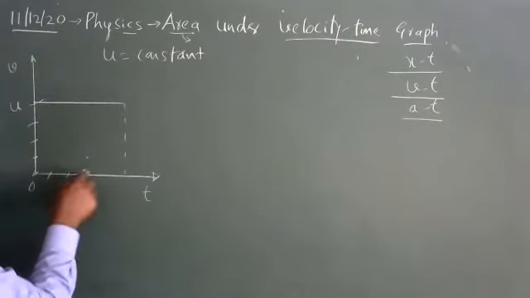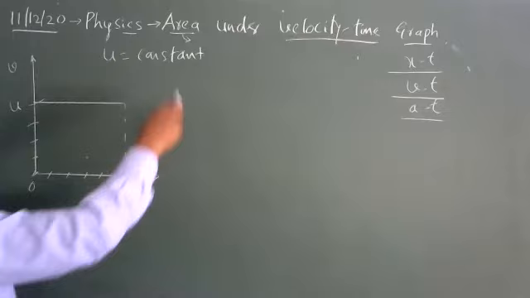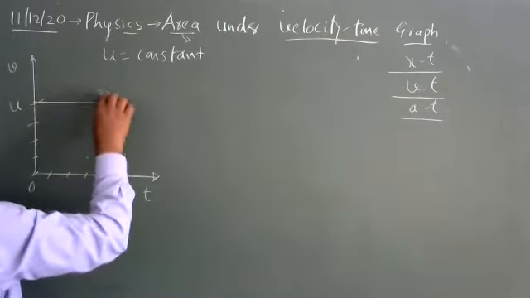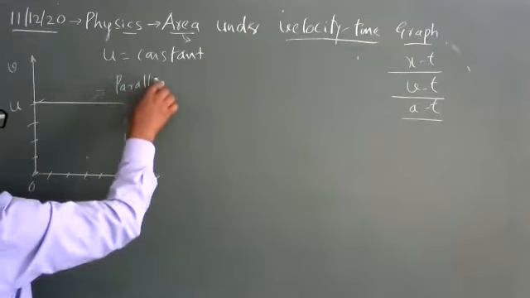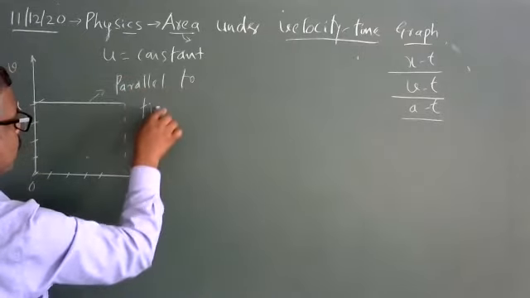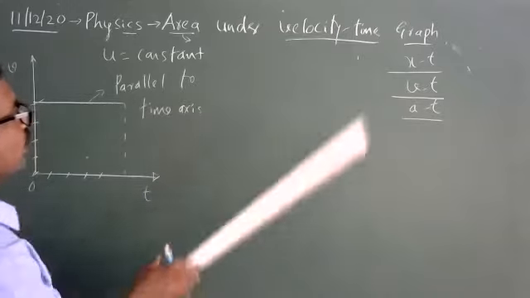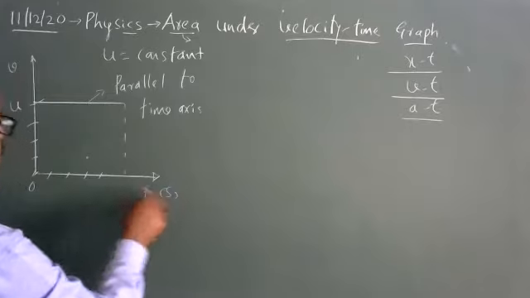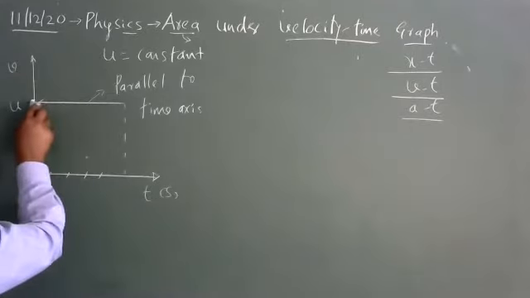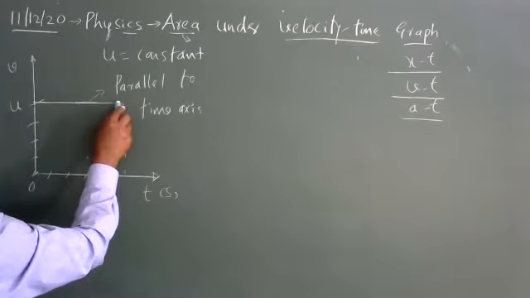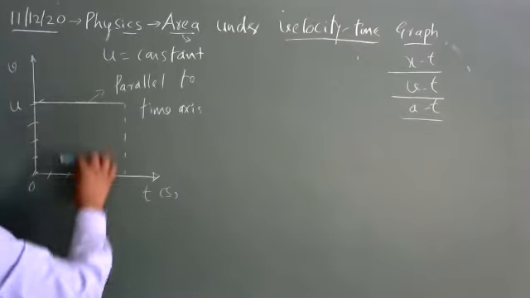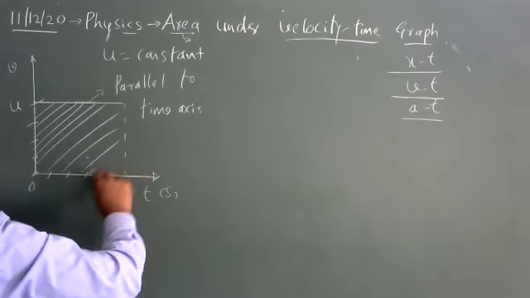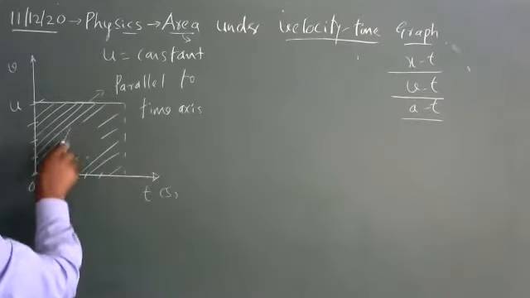As time passes, 10 seconds, 20 seconds, 30 seconds, 40 seconds, 50 seconds, the velocity remains constant. Hence, this line is parallel to the time axis. The velocity is plotted along the y-axis, time is along the x-axis. This is called the VT graph. This curve is parallel to the time axis, and anything under this is called the area under the curve. I will shade it. Yes, this is called the area.